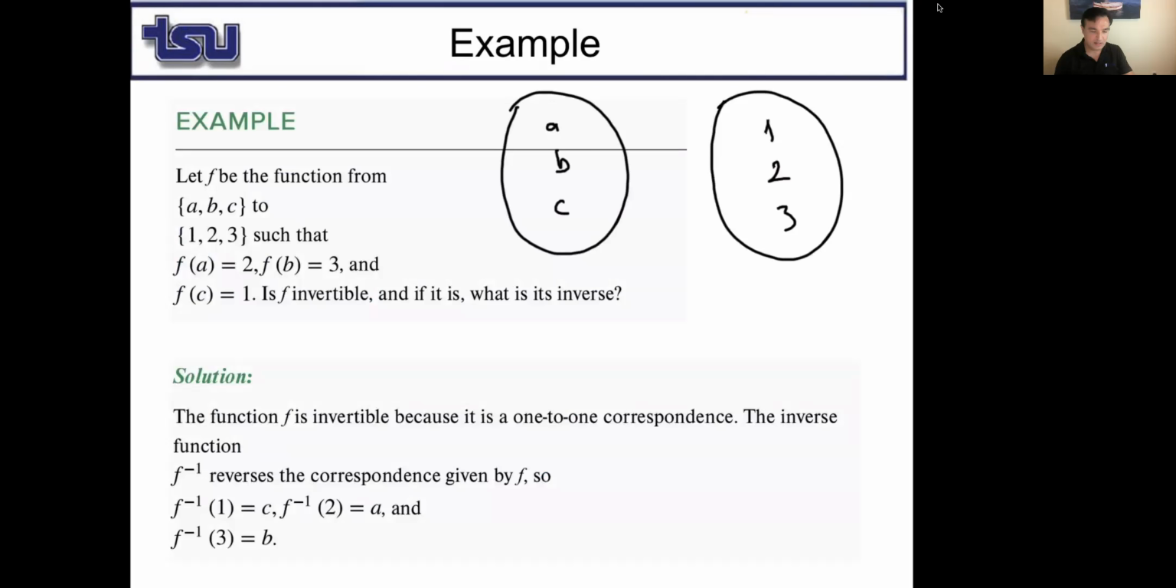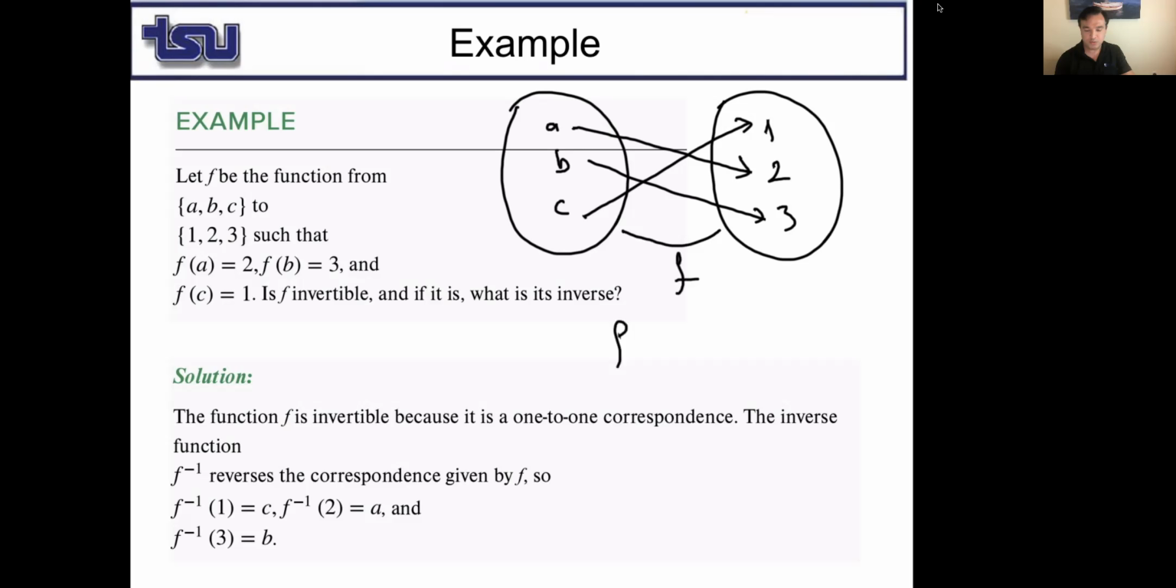Okay, and A is mapped to 2, B is mapped to 3, and C is mapped to 1. Yes, this is invertible. Why? Because this is onto, 1, 2, 3 are covered, and it's one-to-one. Since this function is a bijection, it has an inverse. An inverse is going to be easy.